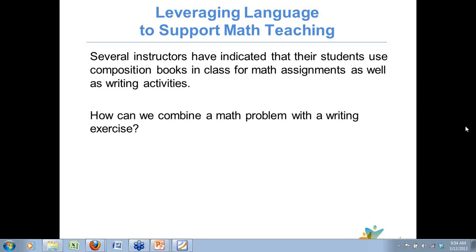Does anyone have any thoughts on or examples of something that they do where they're having students work with words and numbers in a combined assignment? Let's see. Kathy Houghton has an example. Kathy, go ahead, please.